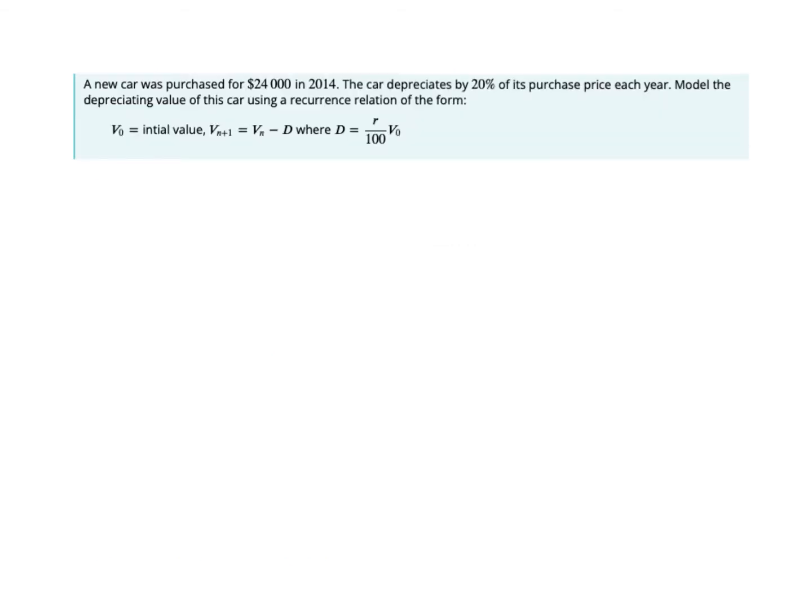All right. So a new car is purchased for $24,000. So we've got VO there, that's our original, in 2004. Now it depreciates by 20% off its purchase price each year. I think that should be off its purchase price.